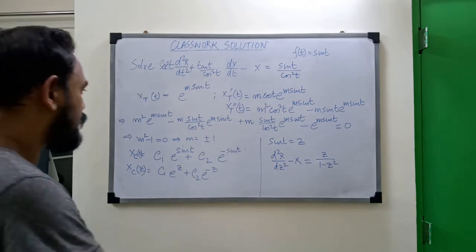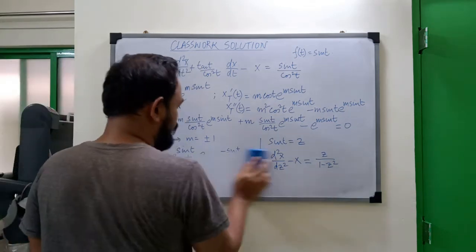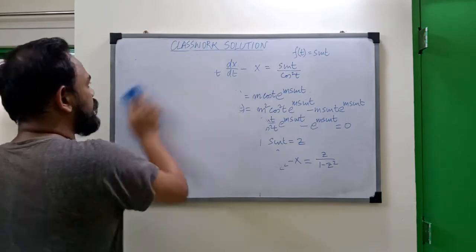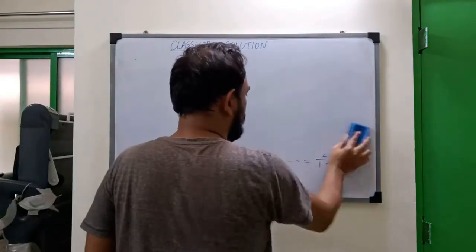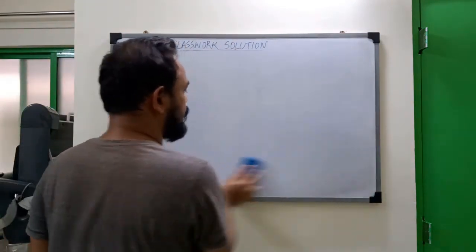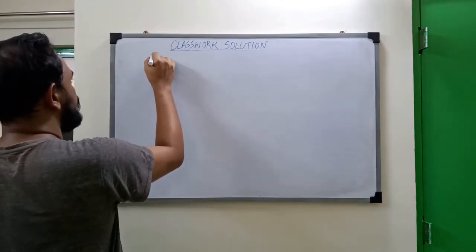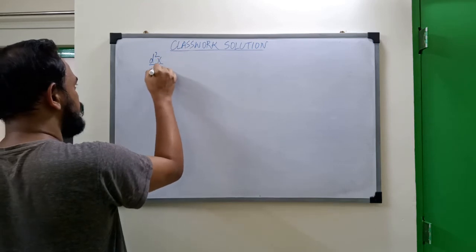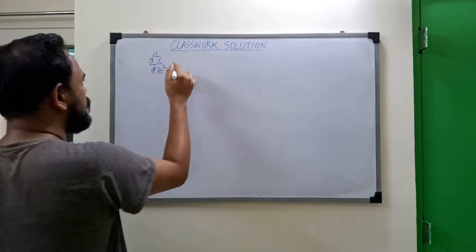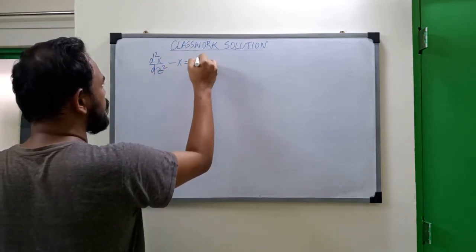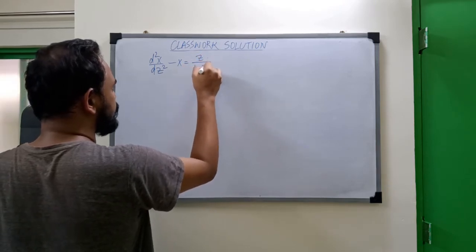So let's just solve this. And once we solve this, we will be able to solve this in terms of t. So this is what we are solving: d2x dz2 with this new independent variable, minus x equals z over 1 minus z square.